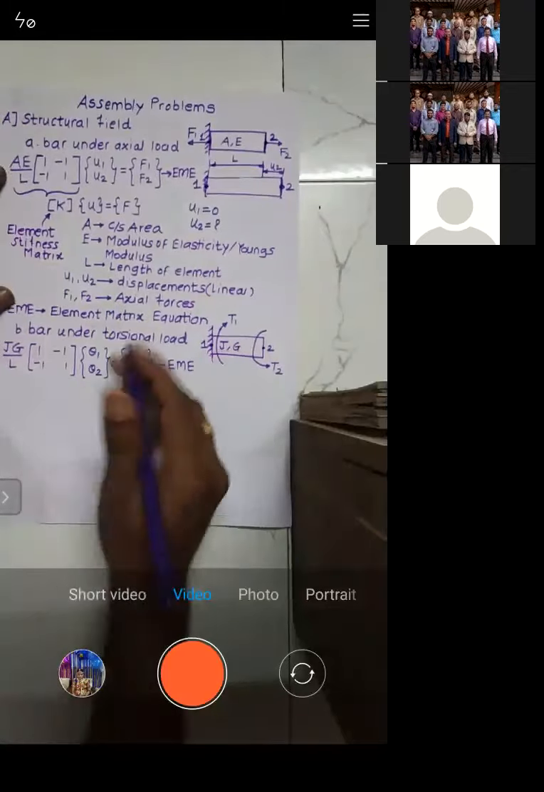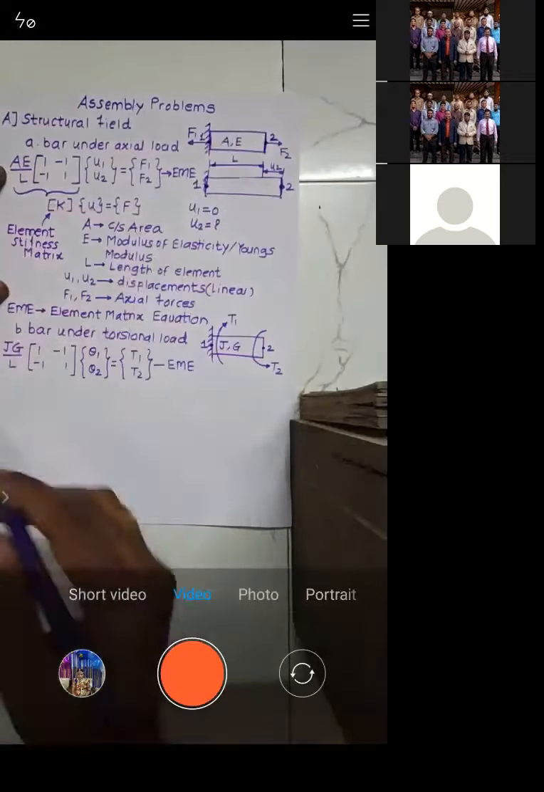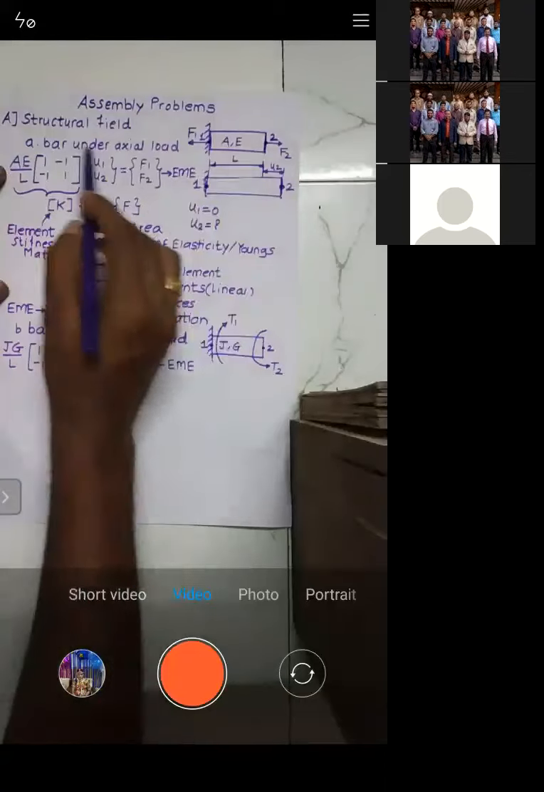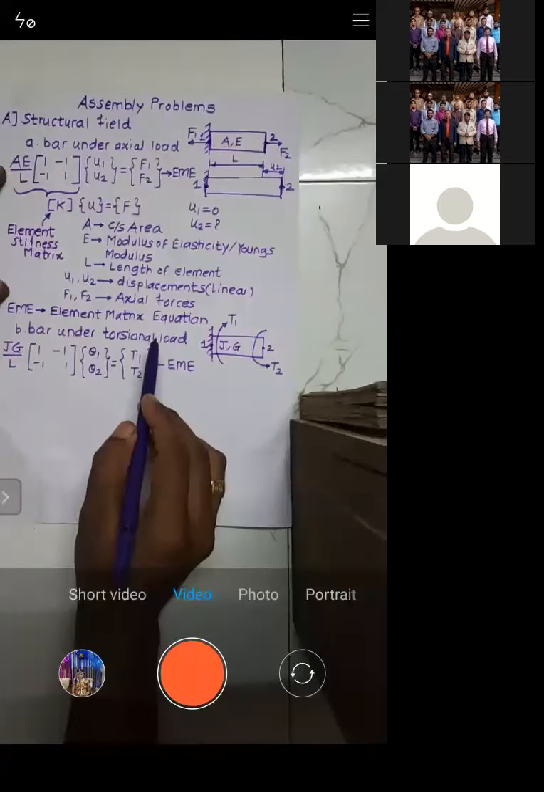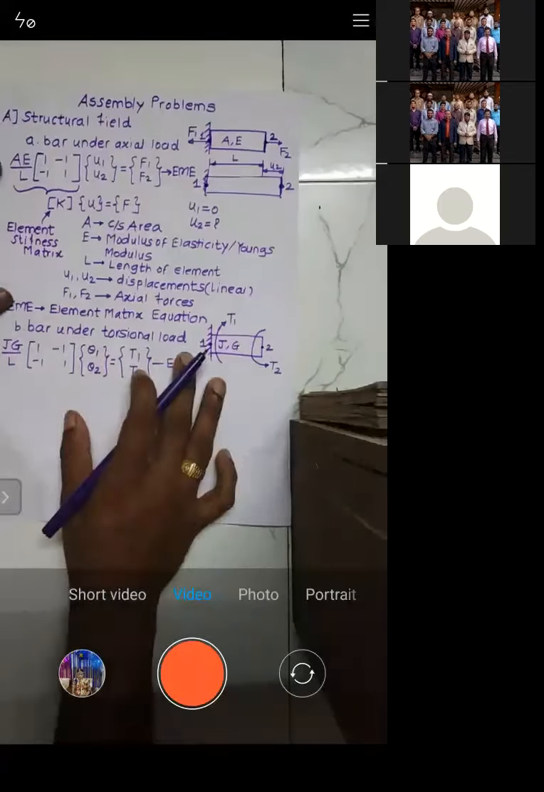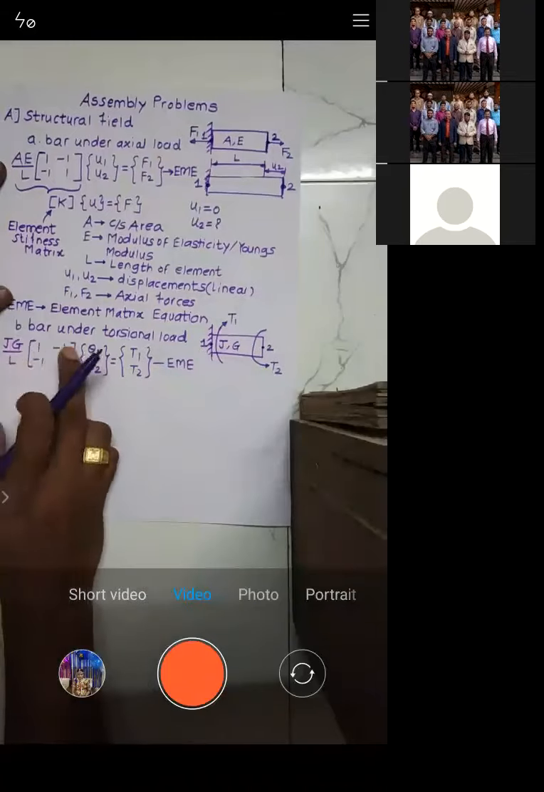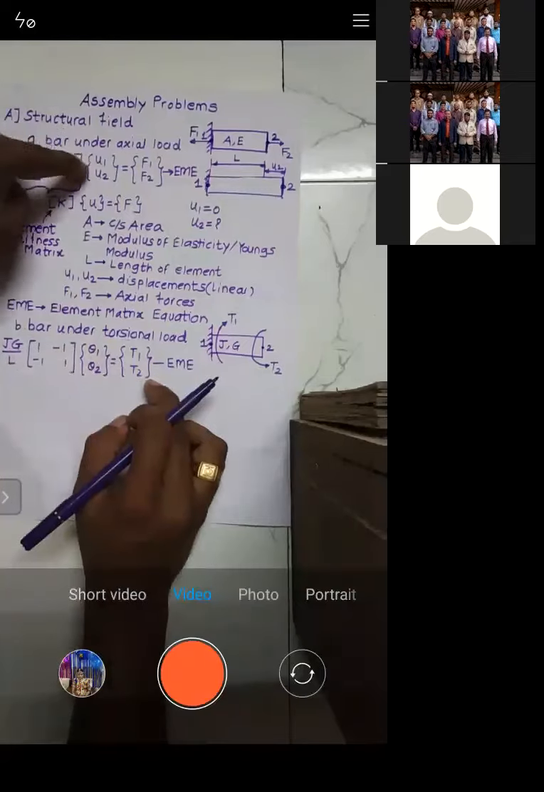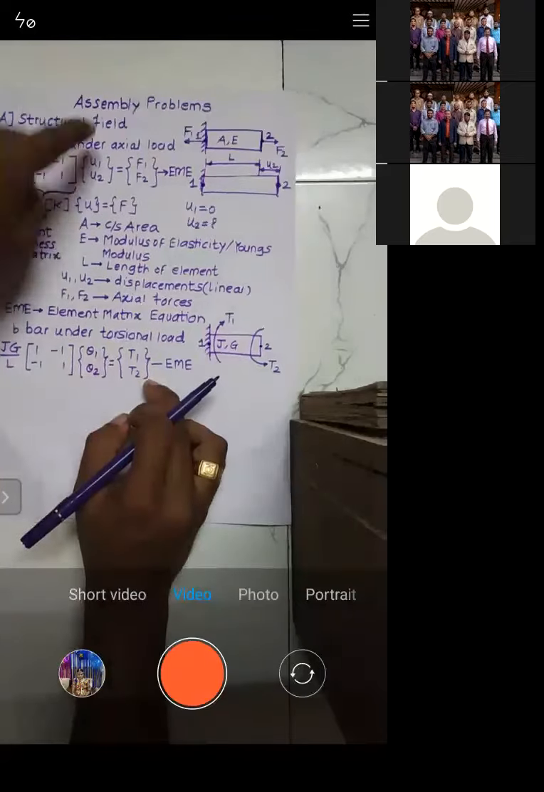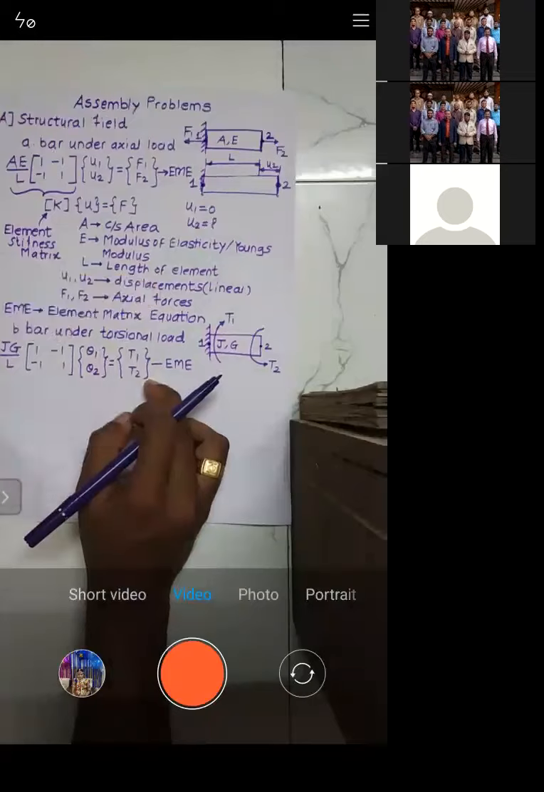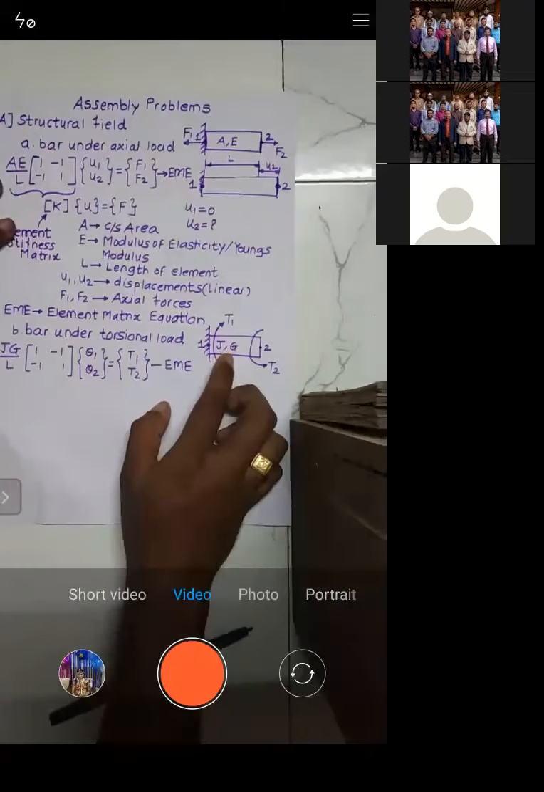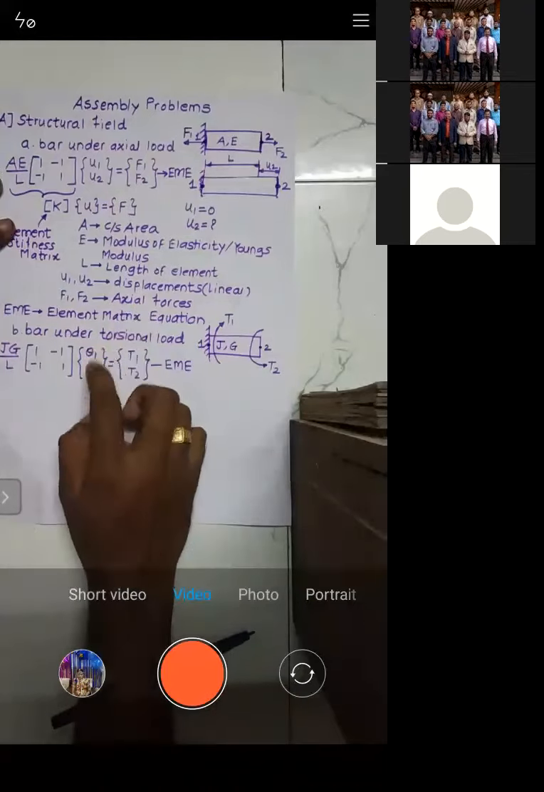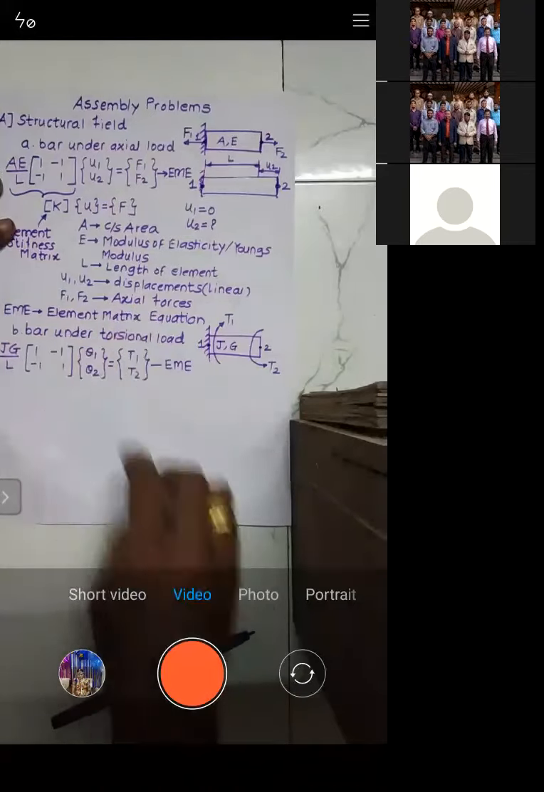Obviously this will change as the field changes. Here the field is the same, but the problem type is different. Here you apply axial load, there you apply torsional load, so the properties will be different. So JG by L, [1, -1; -1, 1], [theta 1; theta 2] equals [T1; T2]. Displacement was linear because you applied the force along its axis. Here you apply the torque about the axis, which is why you get angular displacement.